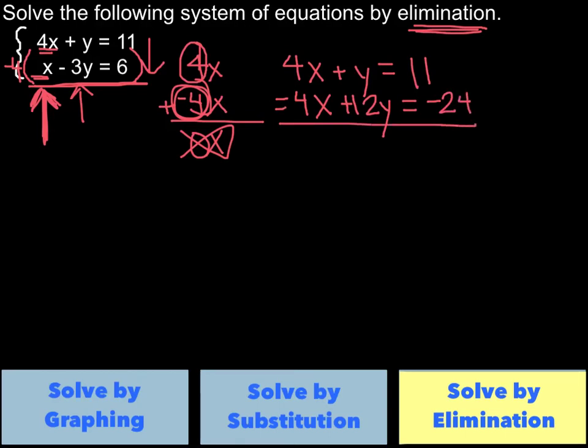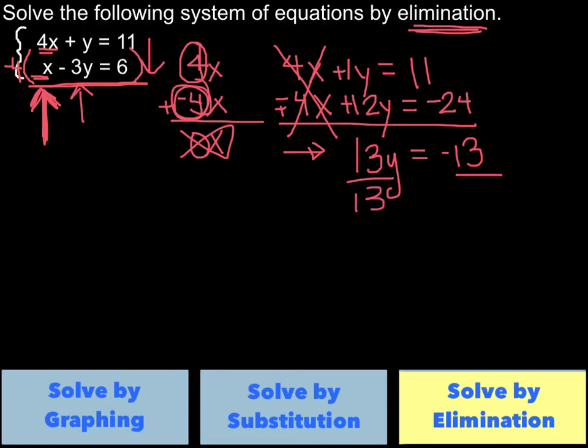Now let's see what happens when I add down. Negative 4 and positive 4, hey look, they had opposite signs, they cancel. So I add down here, that's really 1y. 1y plus 12y is 13y equals, now 11 minus 24 is negative 13. Now I have an equation that I can solve pretty easily.